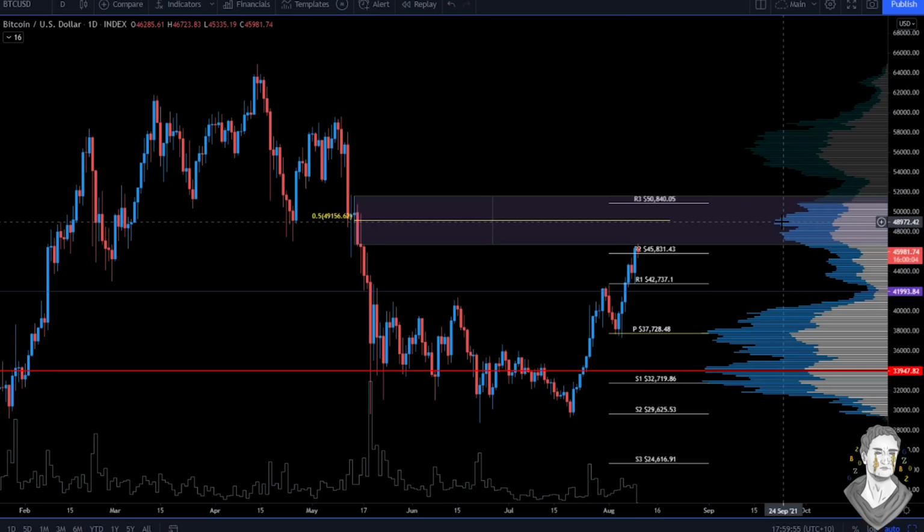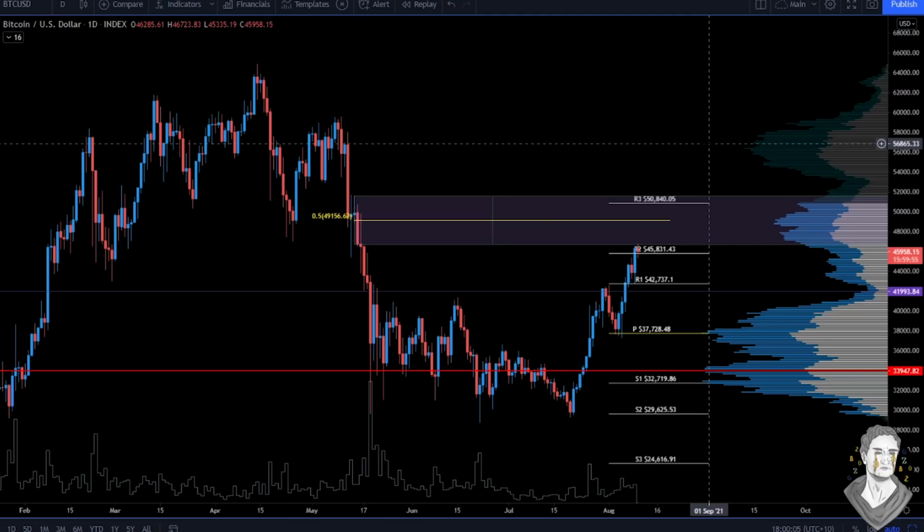So yes, we are reaching a high time frame region here. Any pullbacks would be looked at firstly as a higher-low opportunity, and that is where I would be looking to add even more long positions.